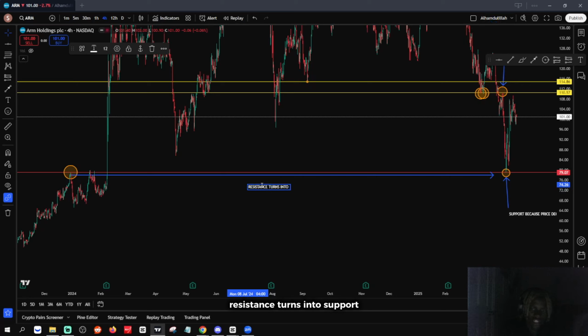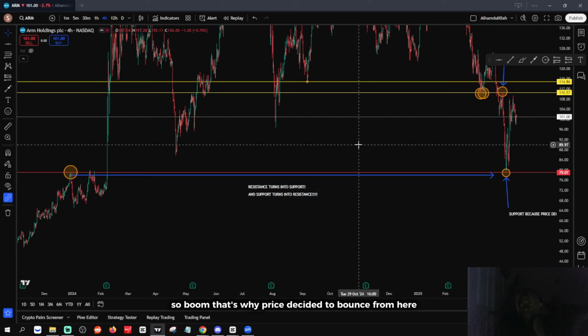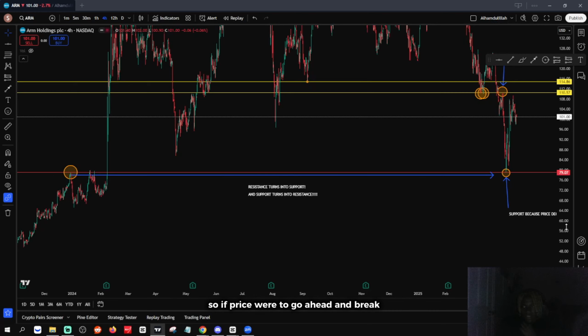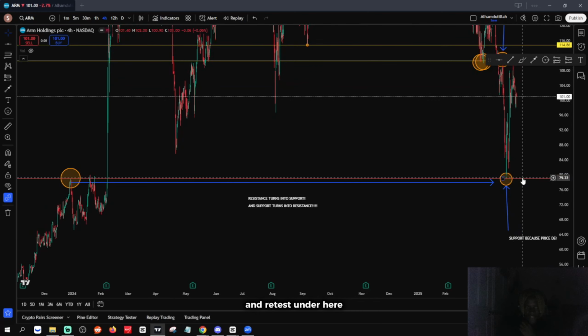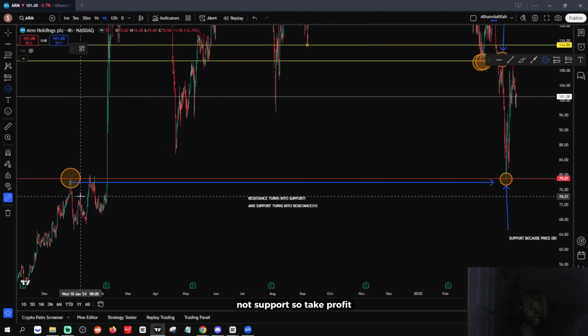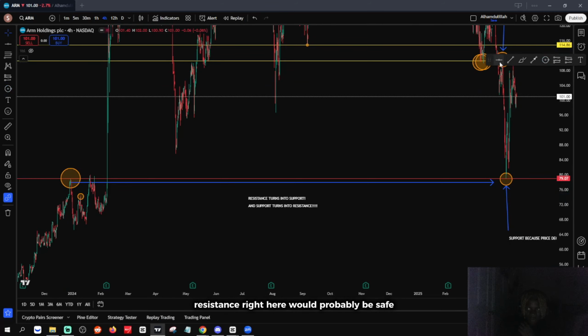So, boom. Resistance turns into support, and support turns into resistance. I truly do try and make it as easy as possible. So boom, that's why price decided to bounce from here. So if price were to go ahead and break and retest under here, our take profit would be at an area of resistance, not support. So take profit at resistance right here would probably be safe.